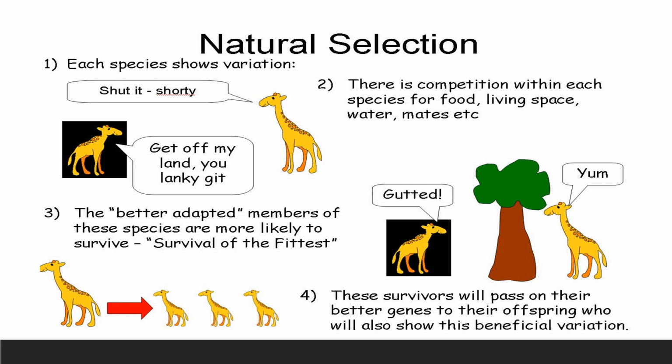Then, the better adapted members of these species are more likely to survive. So, we say survival of the fittest. These survivors will pass on their better genes to their offspring, who will also show this beneficial variation. So, this is the process of natural selection by Charles Darwin. So, this was all for chapter number 1 of BLG 1501 module.